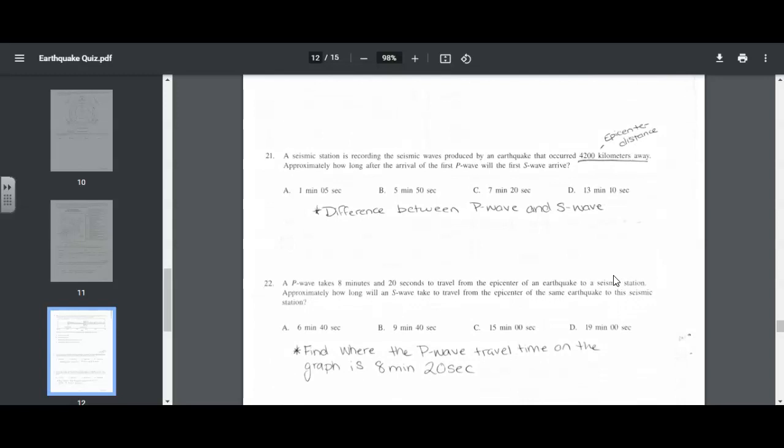Number 21. A seismic station is recording the seismic waves produced by an earthquake that occurred 4,200 kilometers away. Approximately how long after the arrival of the first P wave will the first S wave arrive? Okay, so you have the epicenter distance, and you're looking for the difference in time between the P wave and the S wave arrival times. So use your reference table.